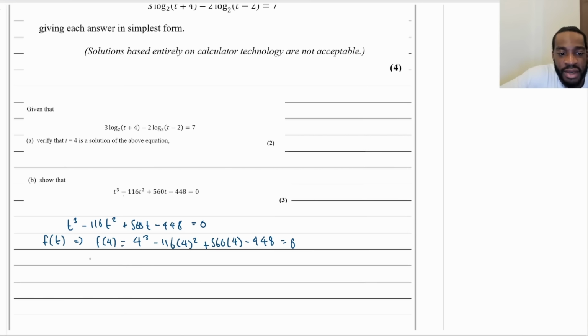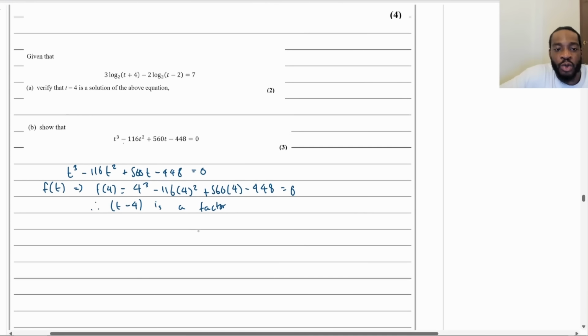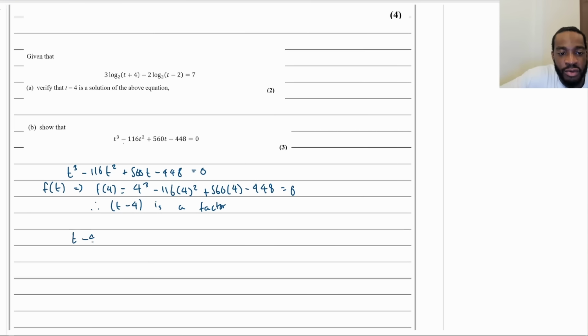So I'm going to say, therefore, if I plug in 4 and I get 0 out, that means that the factor would be t minus 4, isn't it? Right? T minus 4 is a factor. Now, why is that helpful? Because now I can use long division to figure out what the quadratic factor is, and then that can help me solve it even further. So what you need to do here is obviously use long division to get what the quadratic factor is. So what I'm going to do now is I'm going to say t minus 4, right? And I'm going to use long division to figure out what that factor is.